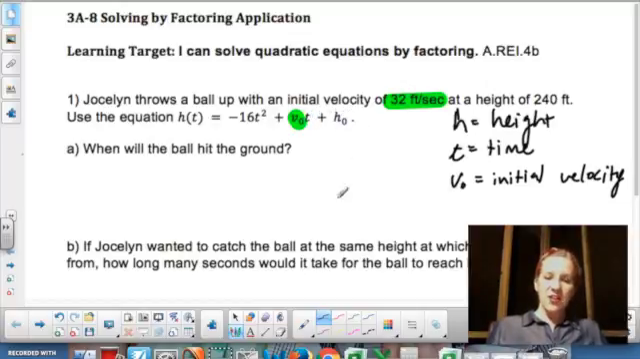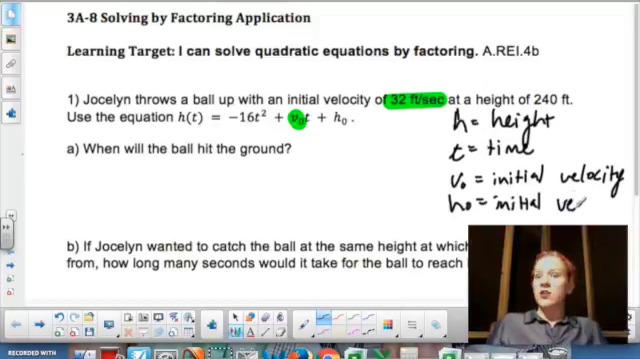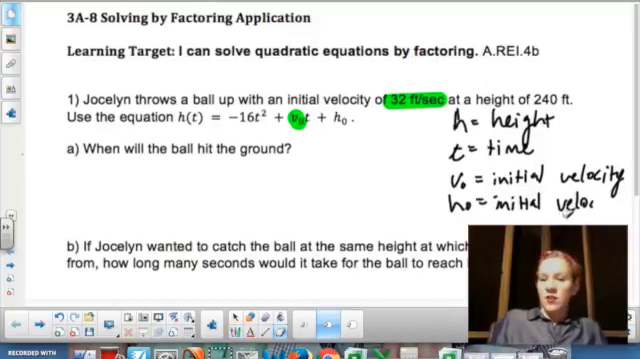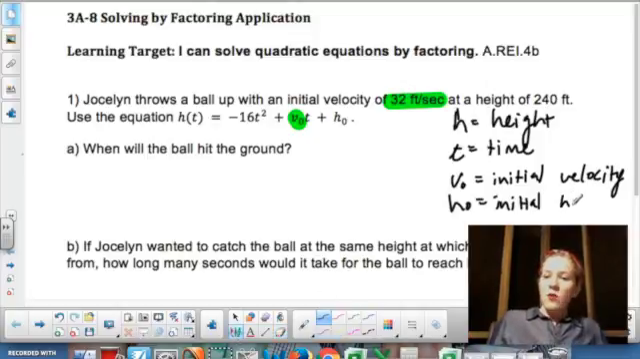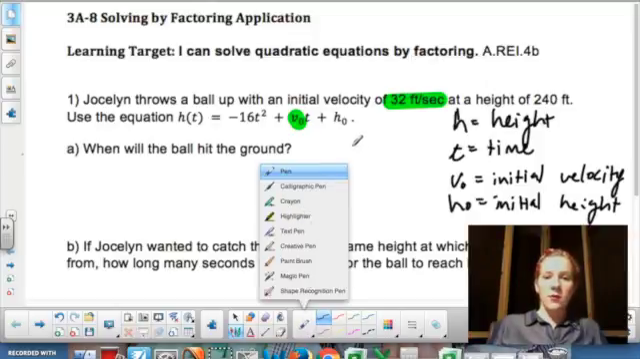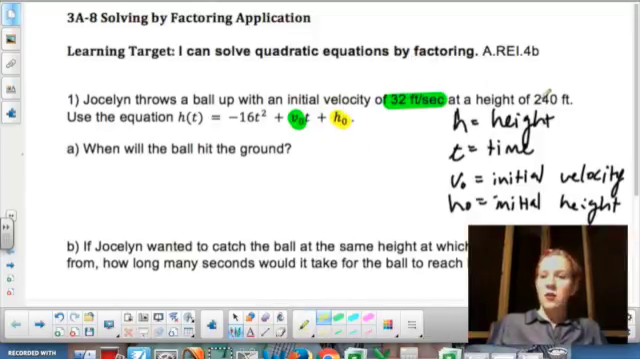H sub 0 stands for initial height. So anytime you see that sub 0, that means your original or initial, oops, not velocity, your original or initial whatever you're talking about. And we also know the initial height. That was told to us in the problem. The initial height was 240 feet. So now that we're ready to start filling things in, there are at least two pieces of information we know.